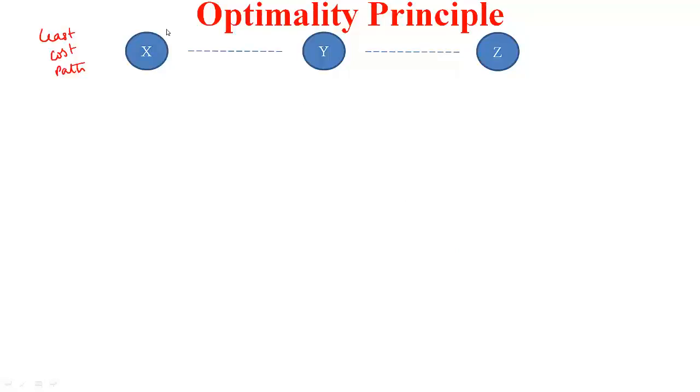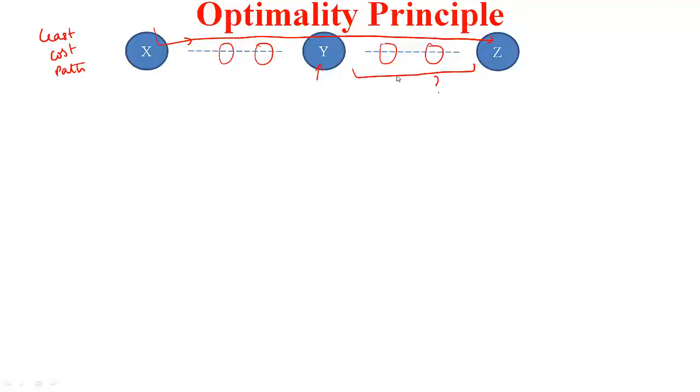Suppose this is the least cost path between two nodes X and Z, and let's say Y is an intermediate node on that particular path. By the way, there are other nodes as well. I am just focusing on one intermediate node Y. Given that this is the least cost path between X and Z, what can you tell about the path between Y and Z? It turns out that this is the least cost path between Y and Z.